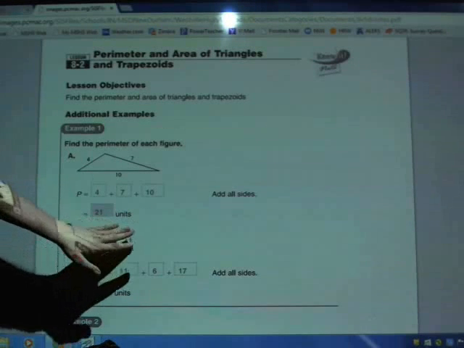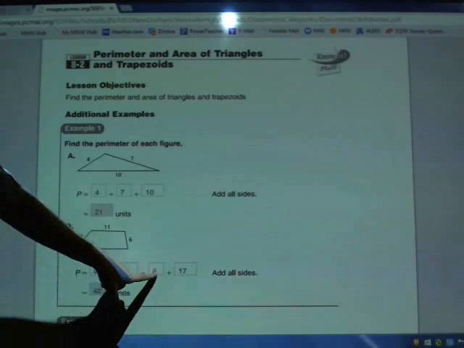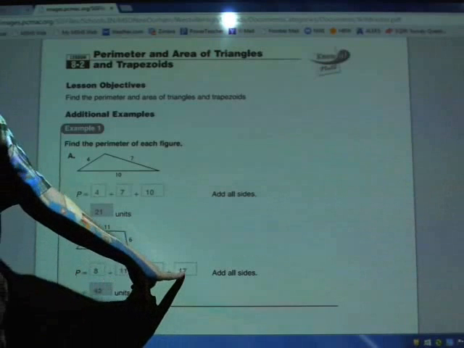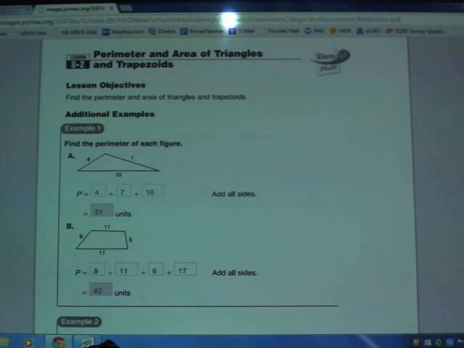In B, again, we're adding up all my sides. So that's 8 plus 11 plus 6 plus 17 here. A little bit more complicated, but still doable. 8 and 6 is 14. 14 plus 17 is 31. 31 plus 11 is 42. And so the distance around that quadrilateral there is 42 units.